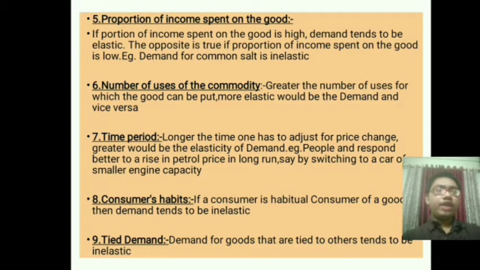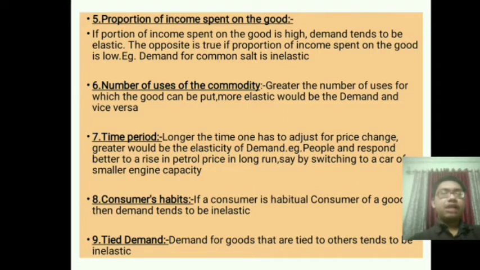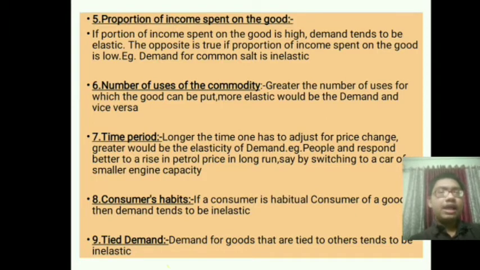Next, we come to the factor of number of uses of the commodity. Take an example of milk. Milk has many uses. So if price of milk falls, people will immediately put it to many other uses. So if number of uses of the commodity is high, naturally elasticity will be more. Then we come to the habits of the consumer. If the consumer is accustomed to the good, or is a habitual consumer of the good, elasticity will be less. Why? Because the consumer cannot do without the good.